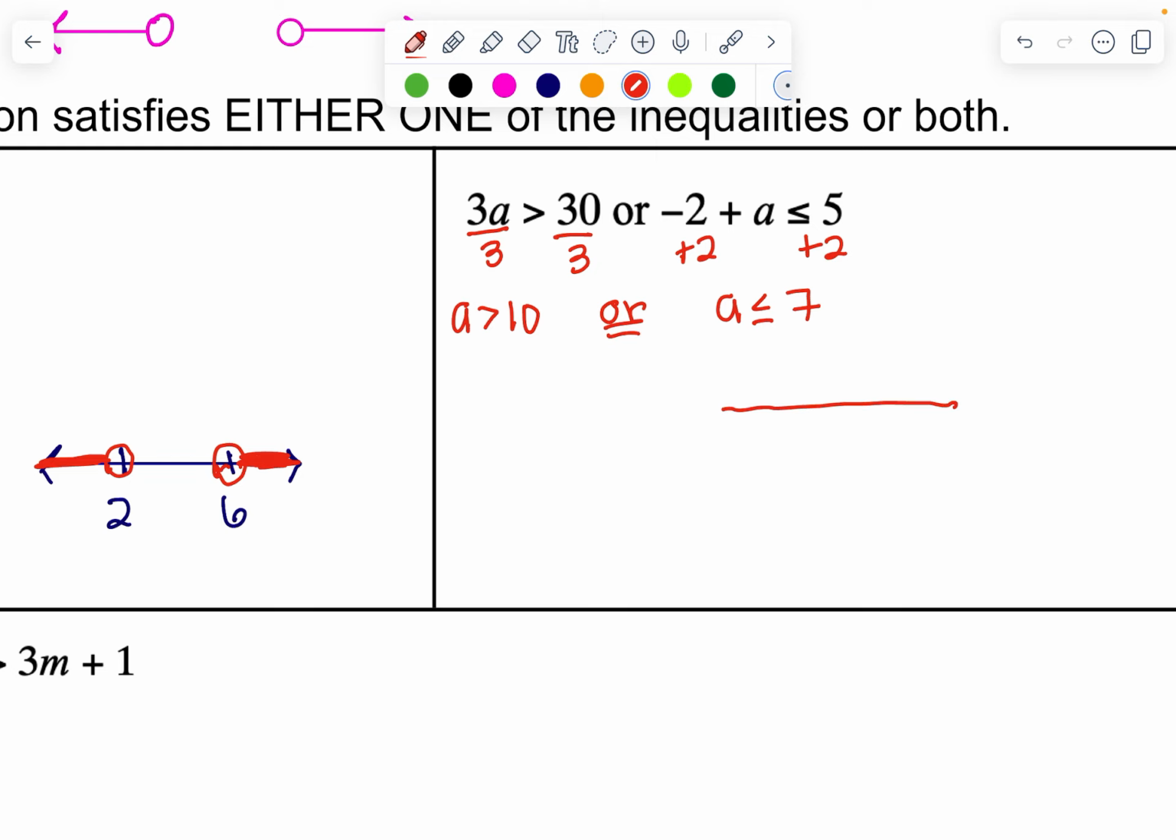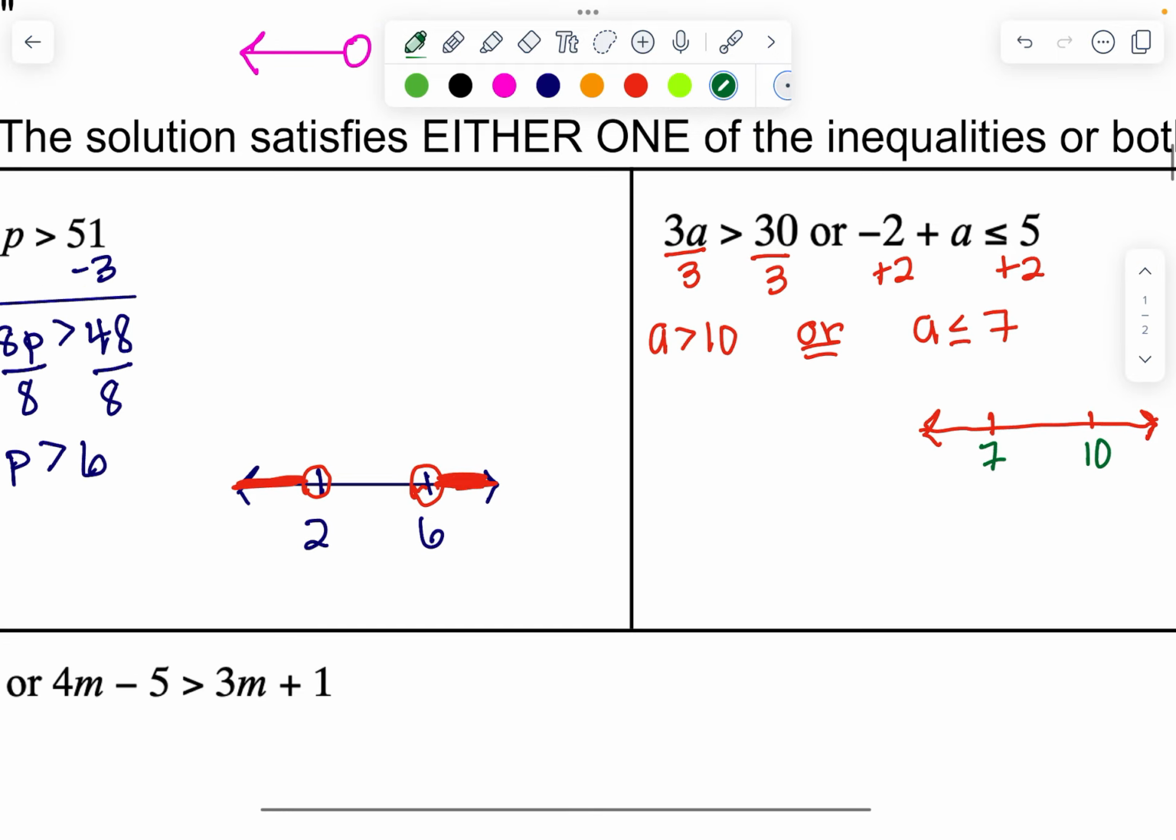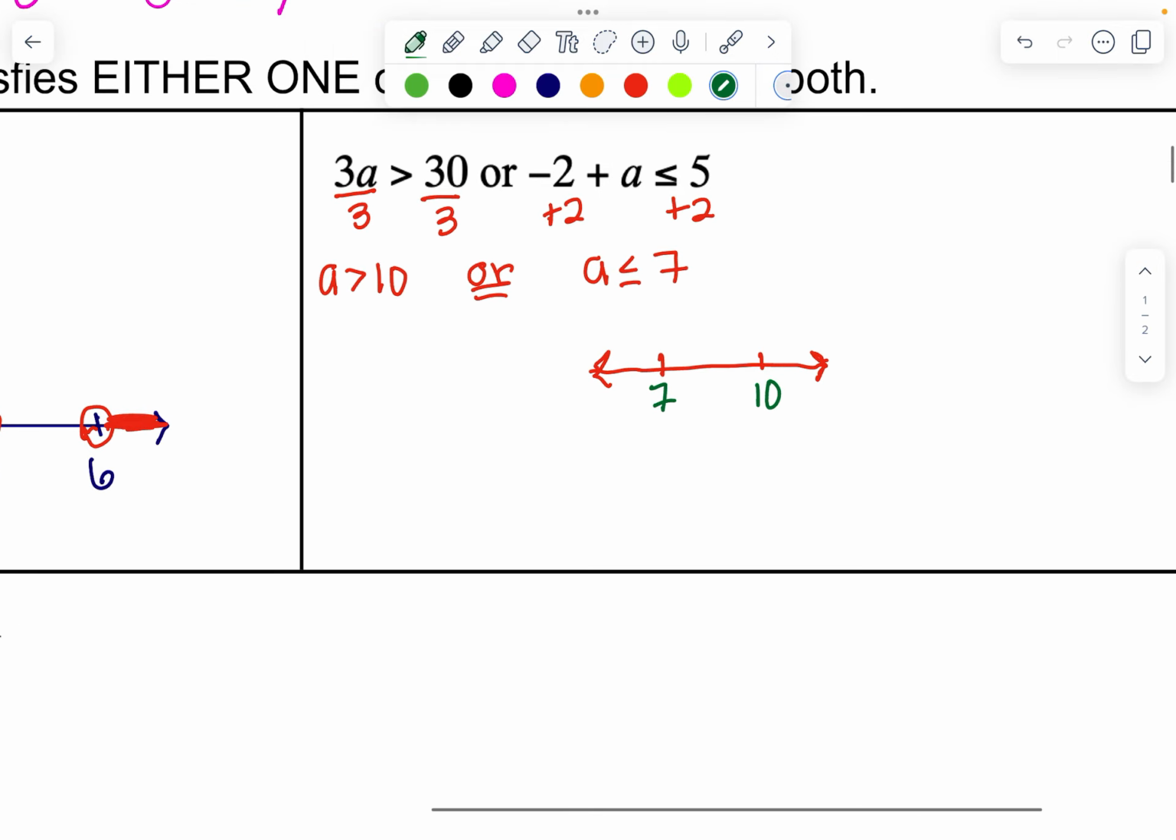When we graph it then, we're going to have a 7 and a 10. Let's look at the 7 first because it's farthest left. We have a closed circle at 7 and shading to the left, an open circle at 10 and shading to the right. So again, they're going in opposite directions.